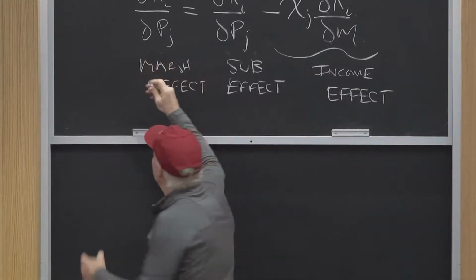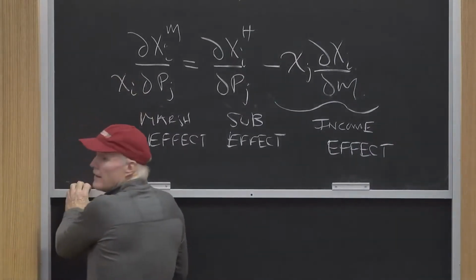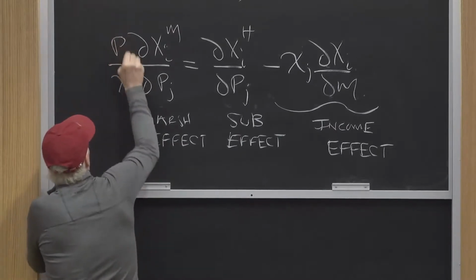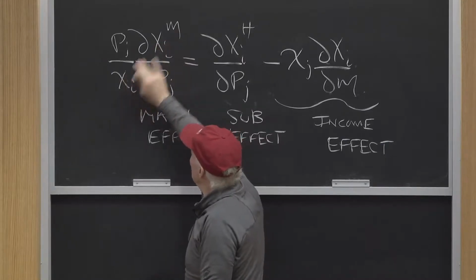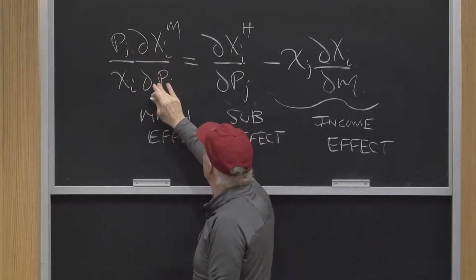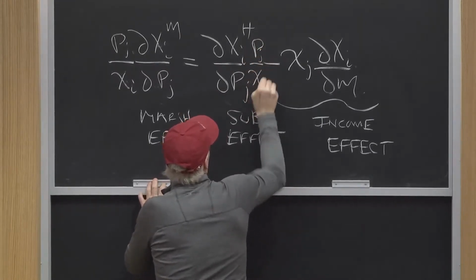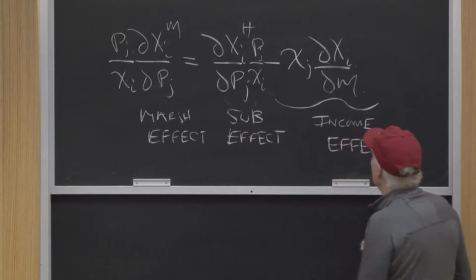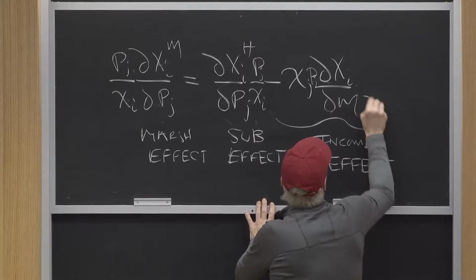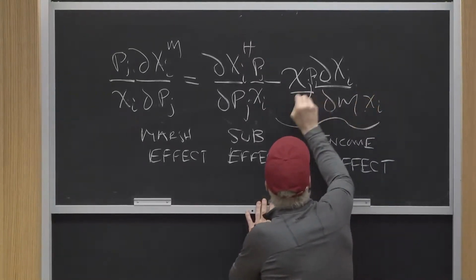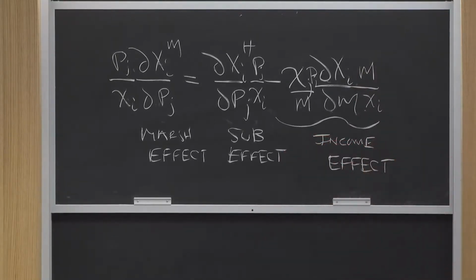I want to make this an elasticity. I put an xi here, and I put a pj here. That's going to make this into an elasticity because it's going to be the percentage change in quantity over the percentage change in price. That's fortunately what I need over here too. So that works out great. Then I'm going to put a pj here, and I need an xi here, and just fortunately enough, I need an m and an m. God was nice to me and made it all work out.